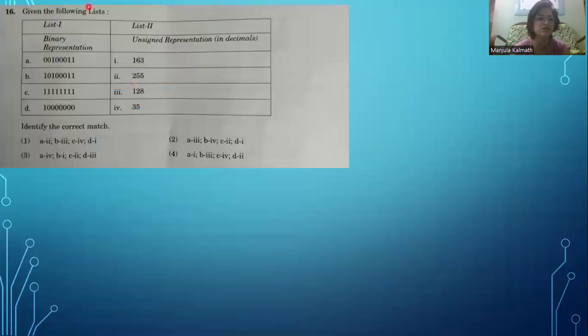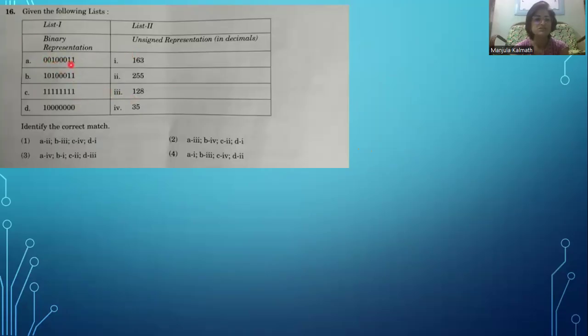The next question is, here we have a binary representation and unsigned. We need to match. In this number format only, we have so many questions. Even in the previous year paper also we have noticed, and here also numbering system questions are there. Maximum questions are covered here. So the first one, we have a binary number. What is the equivalent decimal number? We have to find the equivalent decimal number for all the binary numbers.